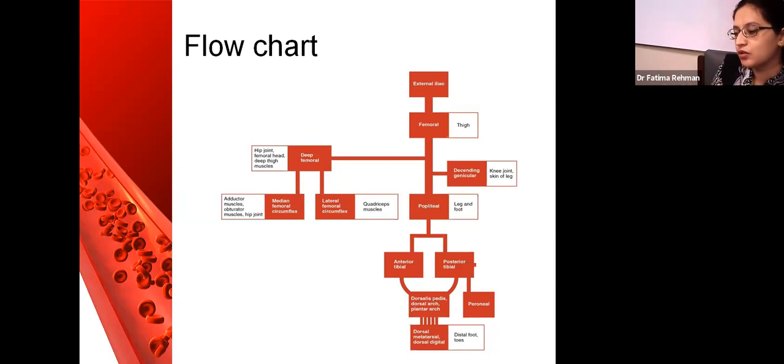Then it gives off another important branch, which is called the descending genicular artery, which gives off the blood supply to the knee joint by forming the genicular anastomosis. If you look at the deep femoral artery or the profunda femoris artery, it gives off two important branches, which are called the lateral and medial circumflex femoral arteries.